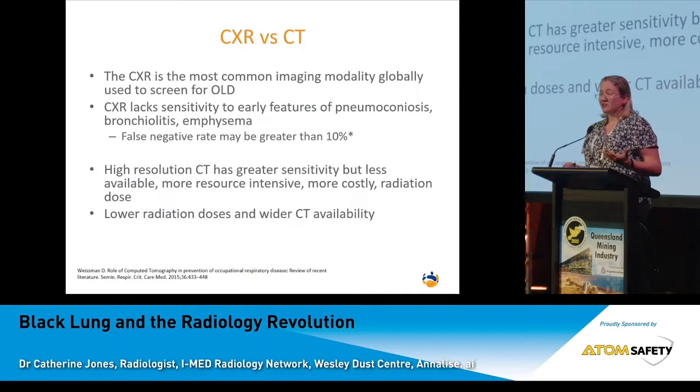So we need to balance the availability of that really new technology and the benefits of that, and consider whether some of our patients coming for screening from your industry would benefit more from a CT than from an X-ray. So here's an example.